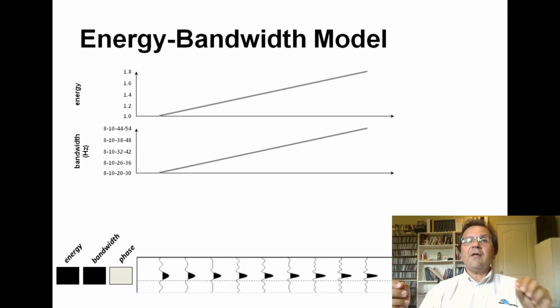In the fourth model, the energy bandwidth model, energy and bandwidth vary as they do in models 1 and 2, while phase remains constant at 0 degrees.